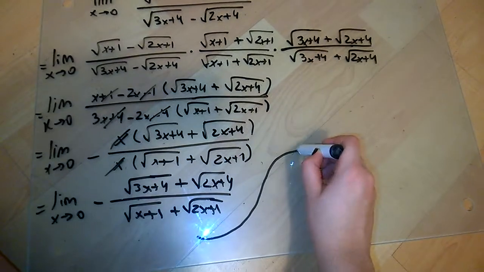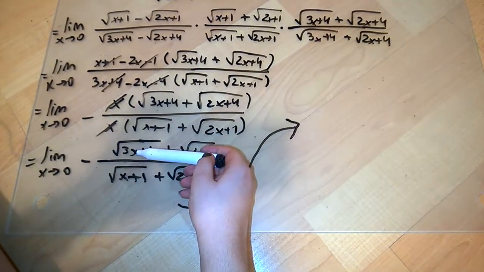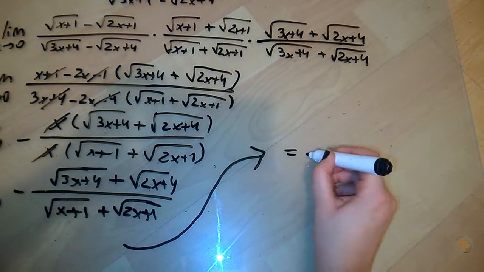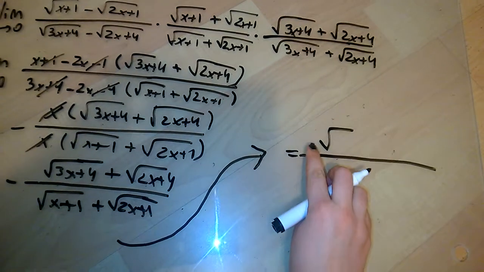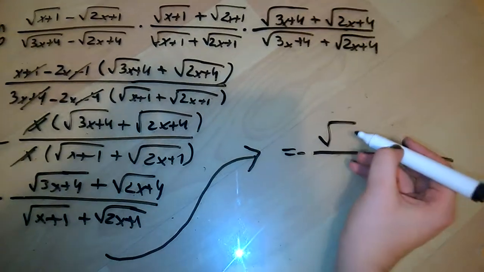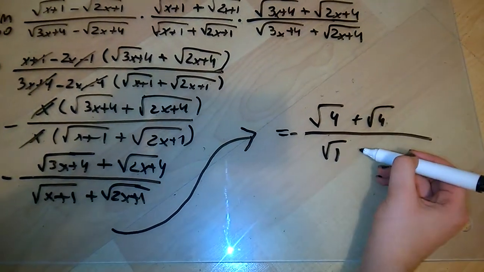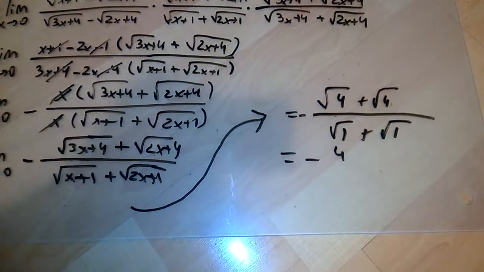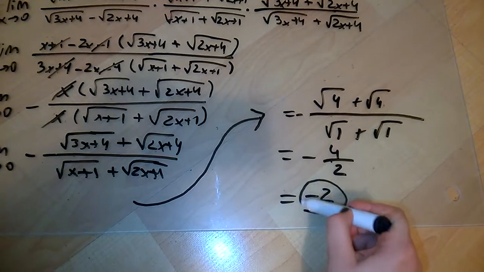And now, if we want to evaluate this, we will substitute x for 0, and we don't need to write the limit anymore since we are evaluating. This will result in, don't forget your negative sign right there, negative the square root of 4 plus the square root of 4 over the square root of 1 plus the square root of 1, which equals negative 4 over 2, which is equal to negative 2. And this is our final result.